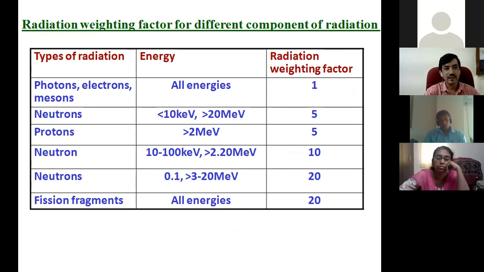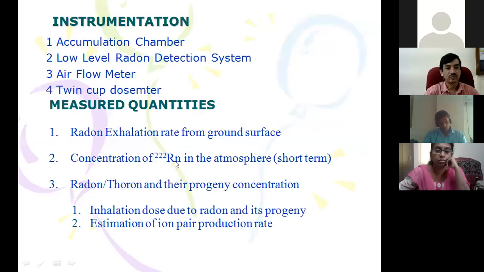And the radiation weighting factor also we have to consider. For photons, electrons and muons, the radiation weighting factor is 1. For neutrons of low energy, it is 5. For neutrons of energy from 100 keV up to 2.2 MeV, it is 10. Like that, for different particles, we have different weighting factors.